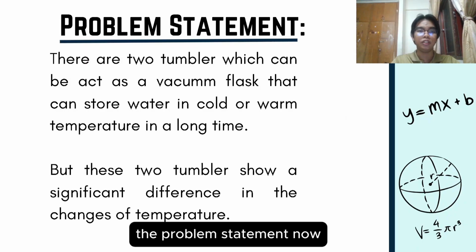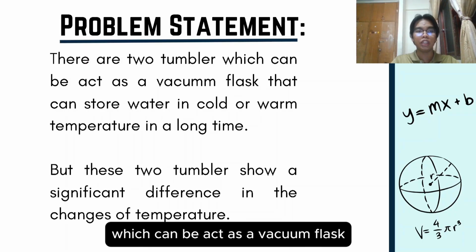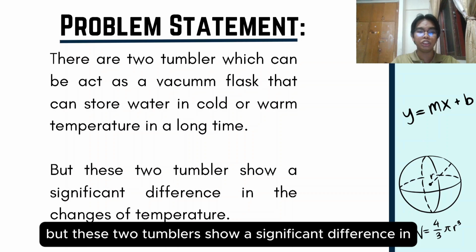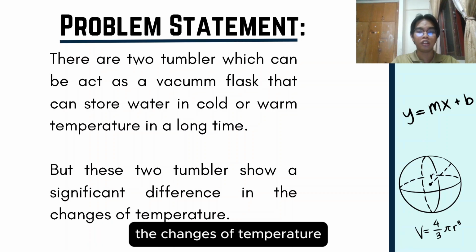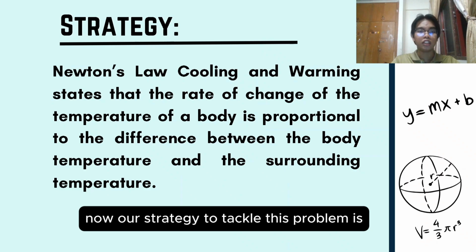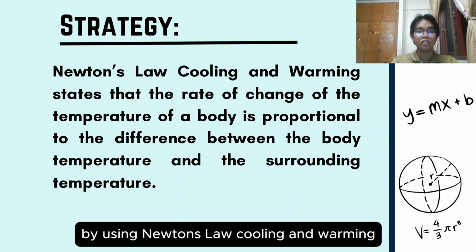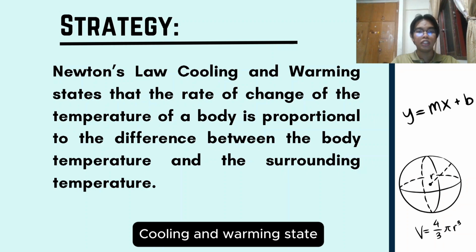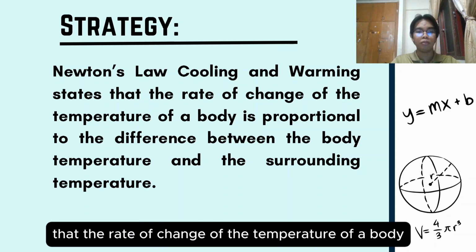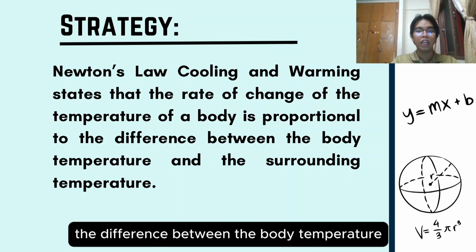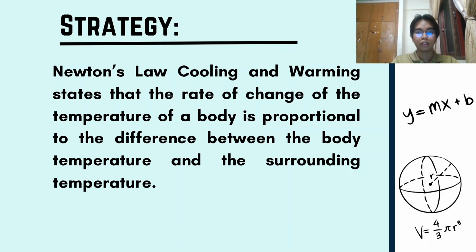The problem statement. Now, there are two tumblers which can act as a vacuum flask that can store water in cool or warm temperature for a long time. But these two tumblers show a significant difference in the changes of temperature. Our strategy to tackle this problem is by using Newton's law of cooling and warming. Newton's law of cooling and warming states that the rate of change of the temperature of a body is proportional to the difference between the body temperature and the surrounding temperature.